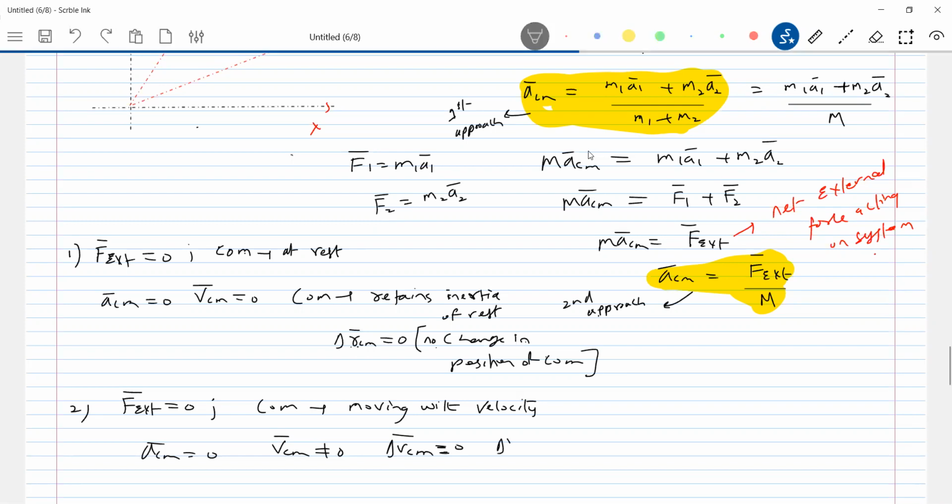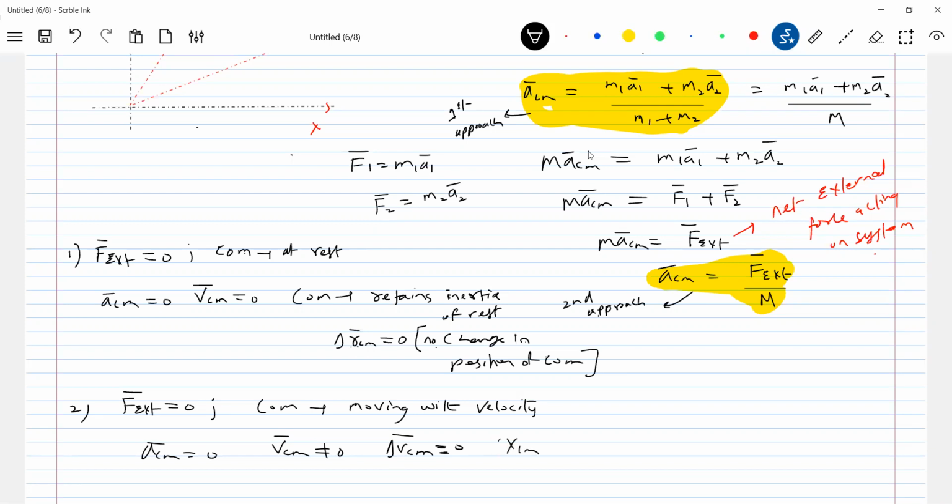What will happen to delta XCM, or delta RCM? Yes, as the center of mass is having uniform velocity, the position will shift. No? The center of mass will get displaced here.